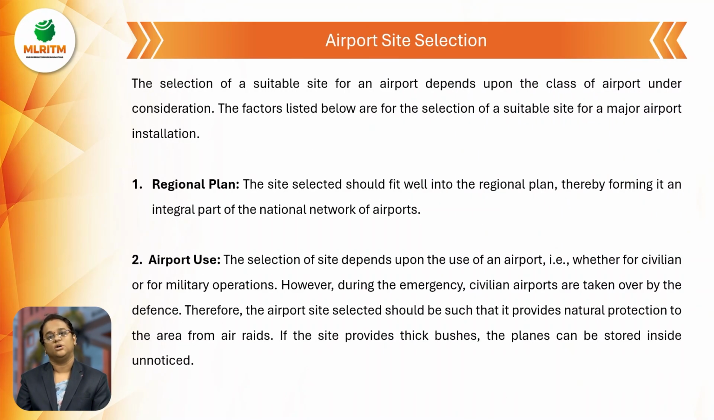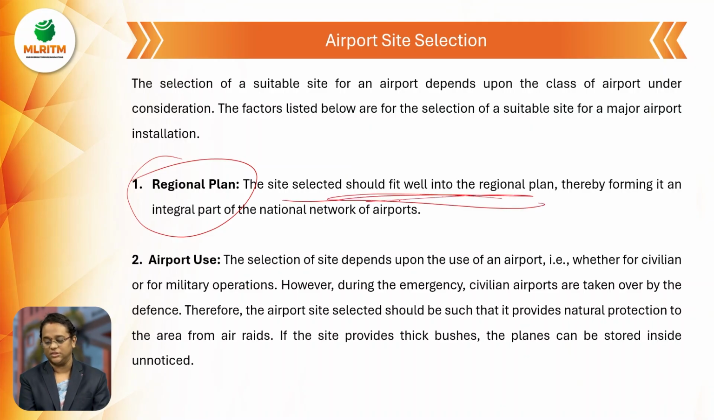So, right, jumping into the main topic, the site selection factors. Talking about the site selection factors for an airport, the very first thing is the regional plan. So, what is this regional plan? We have to make sure that the particular site which we are selecting for the airport fits well in the regional plan. The airport should either be inside the regional plan or on the boundaries, but not on the exterior part of the regional plan.